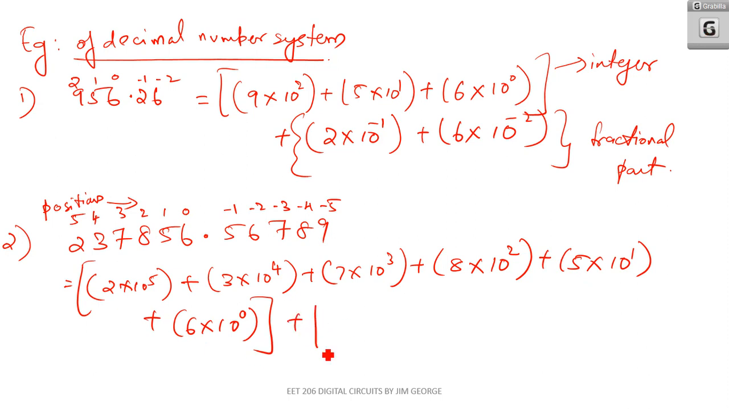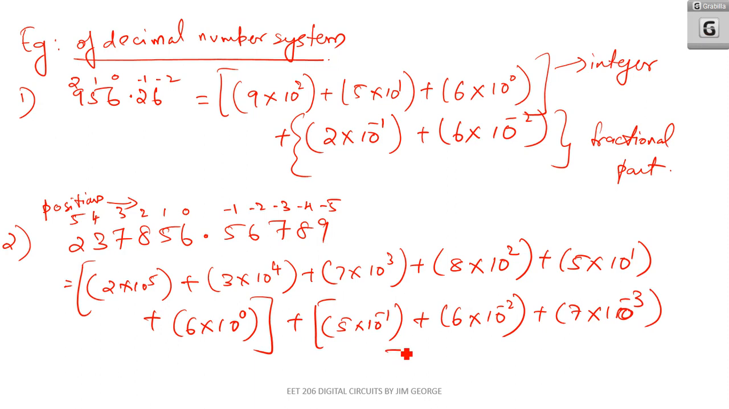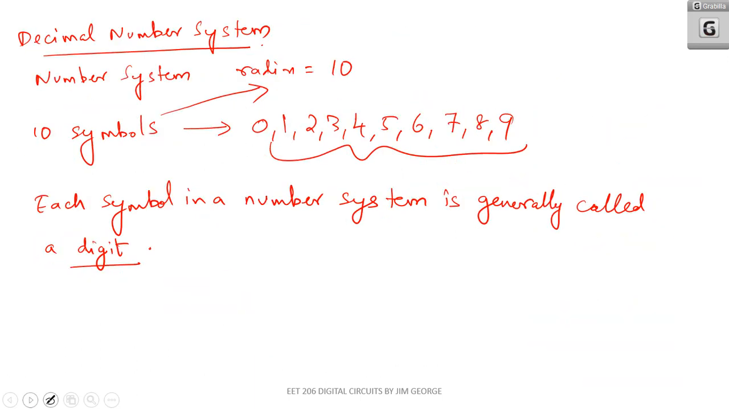Now coming to the fractional part, plus 5 into 10 raised to minus 1 plus 6 into 10 raised to minus 2 plus 7 into 10 raised to minus 3 plus 8 into 10 raised to minus 4 plus 9 into 10 raised to minus 5. So that gives the fractional part. Okay. So I think you have understood how to represent a decimal number. So that was an introduction to decimal number system.